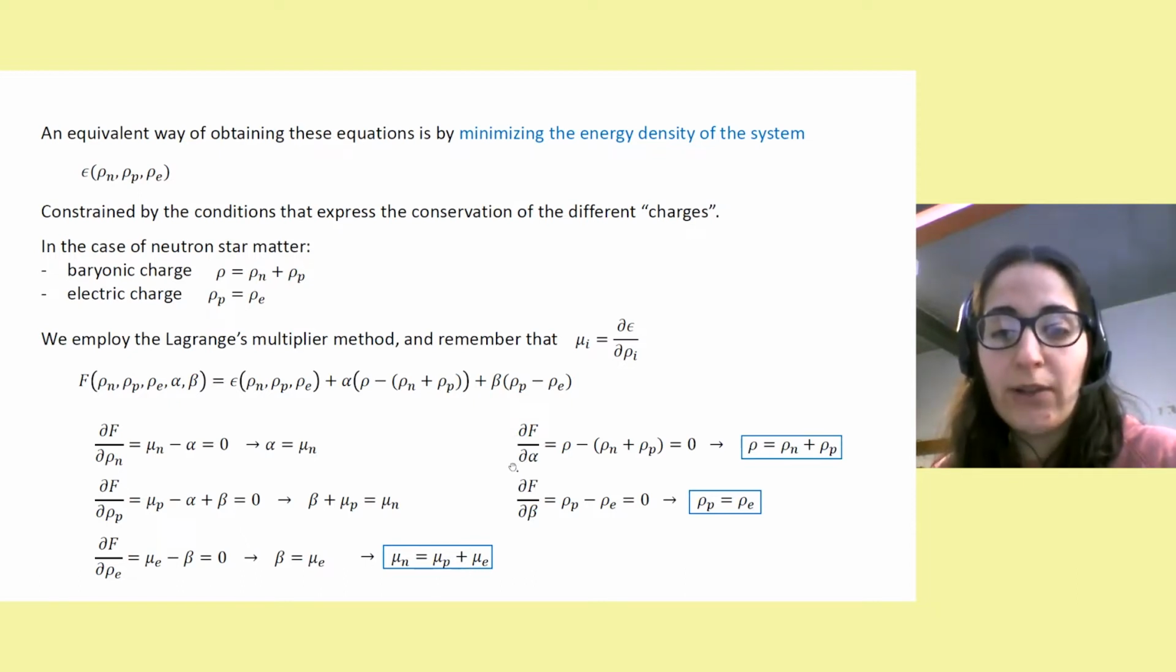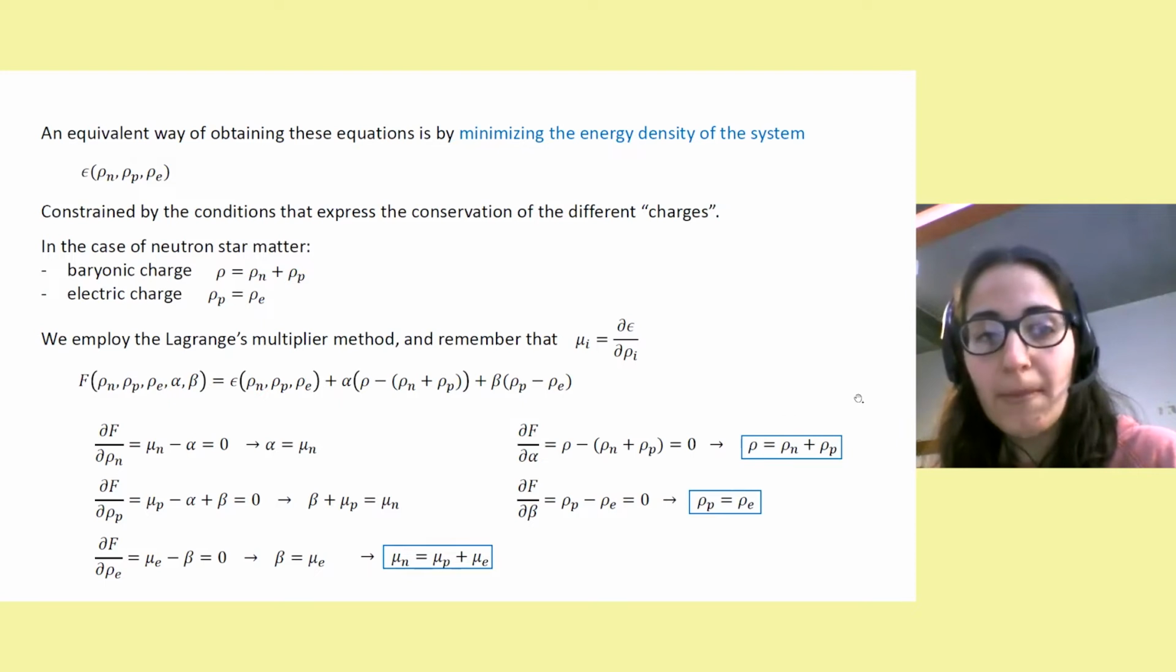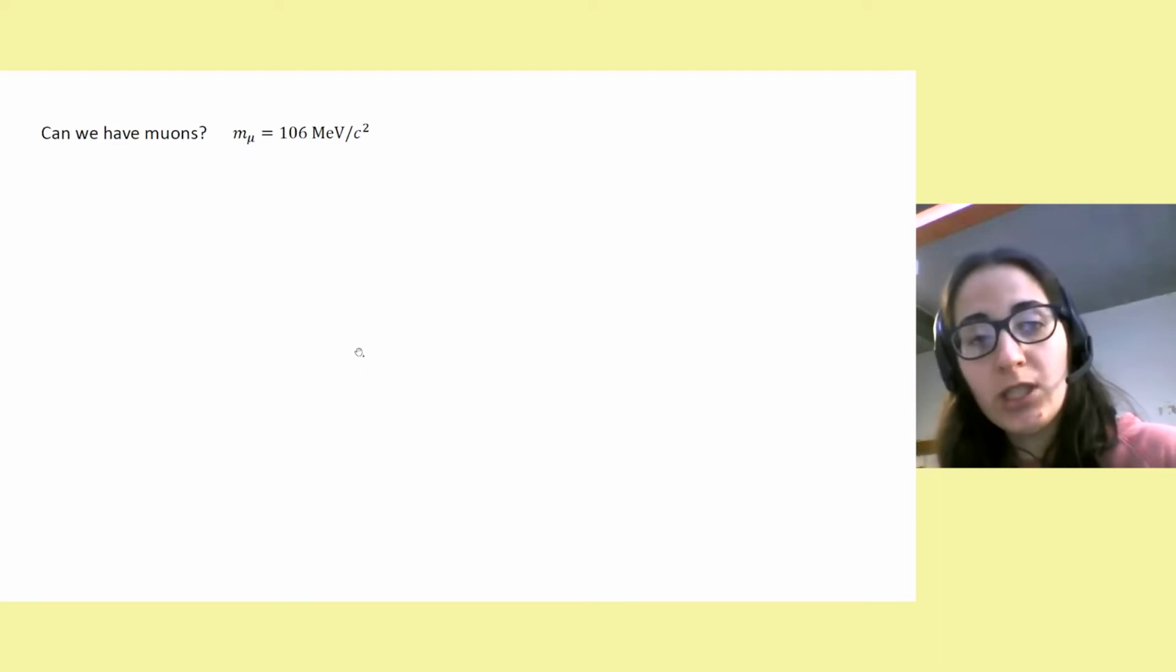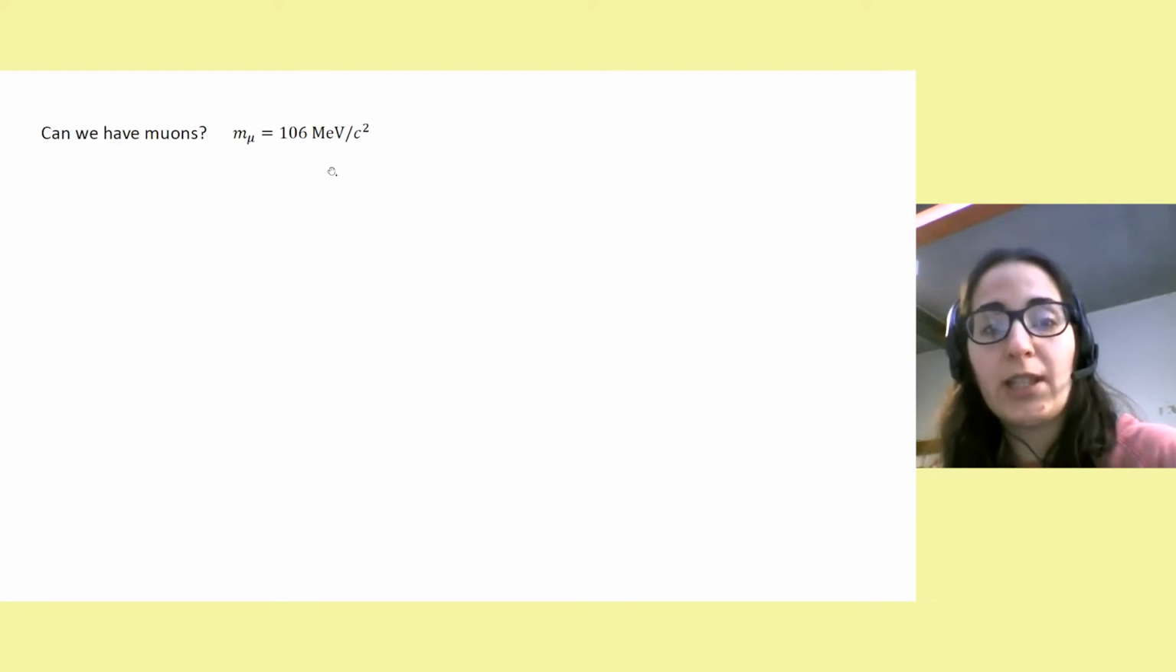Okay, and we also have to take the derivatives with respect to alpha and beta, and this gives the restrictions that we were imposing, so conservation of baryonic charge and the conservation of electric charge, okay. So this is in the case that we have matter composed of only neutrons, protons, and electrons. So my question now is, can we have muons? And the mass of the muons, I'm telling you that it's 106 MeV.